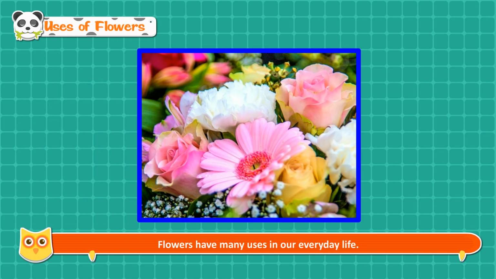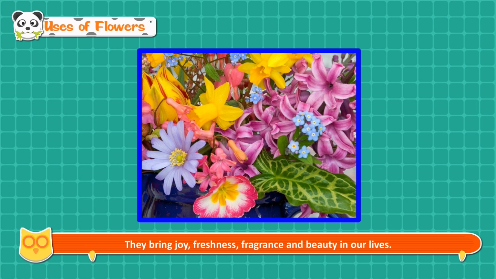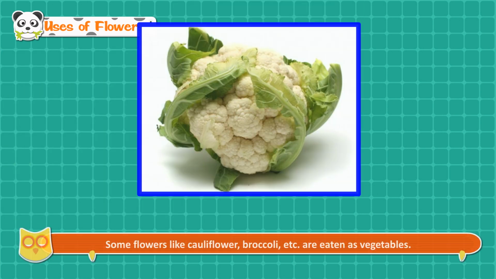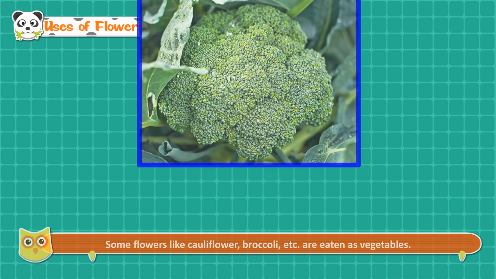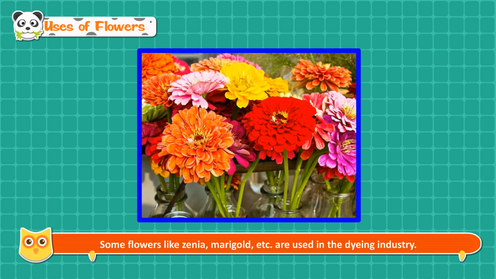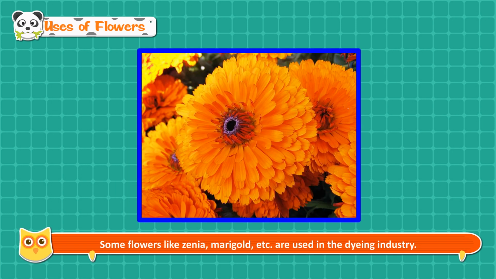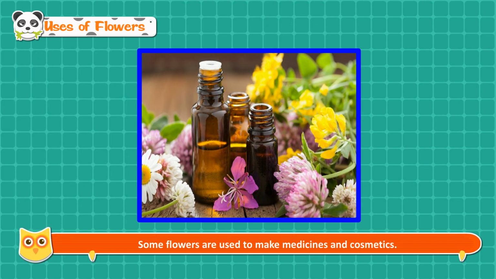Uses of flowers. Flowers have many uses in our everyday life. They bring joy, freshness, fragrance, and beauty in our lives. Here are a few uses of flowers. Some flowers like cauliflower, broccoli, etc. are eaten as vegetables. Some flowers like zinnia, marigold, etc. are used in the dyeing industry. Some flowers are used to make medicines and cosmetics.